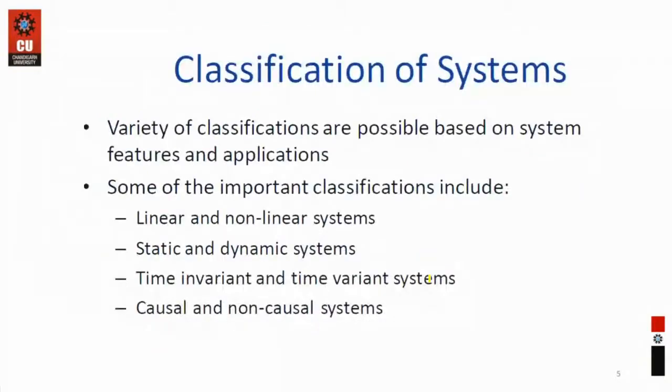If you see, we can divide the system into n number of parts. Depending upon the input and output behavior, we may divide into 4 parts. A system can be linear, or it may be non-linear, it may be static, or it may be a dynamic system. It may be a time invariant system, or it may be a time variant system. It may be a causal system, or it may be a non-causal system.